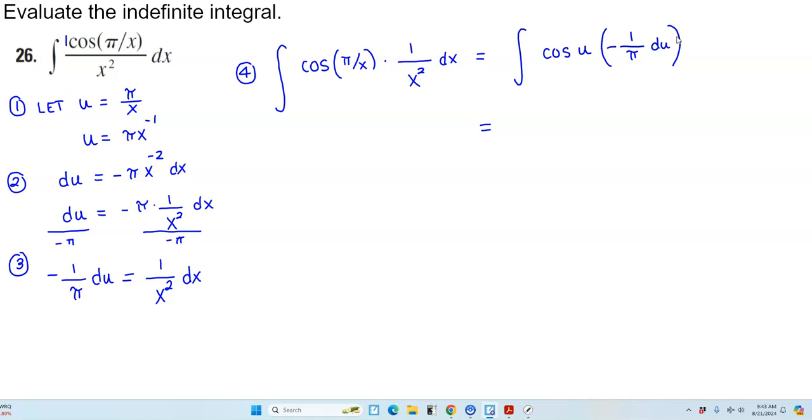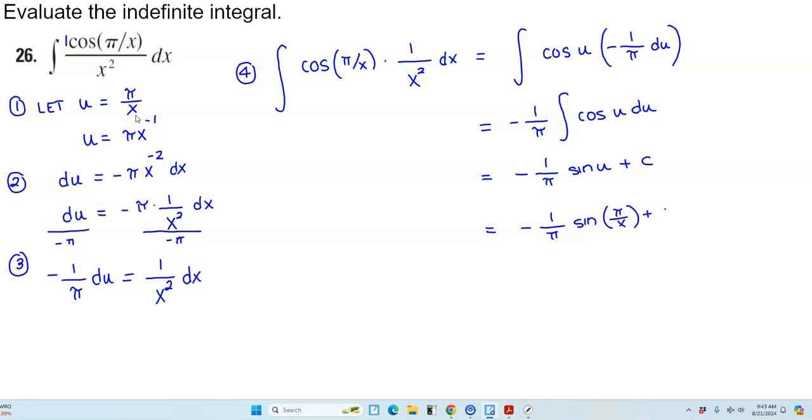Now we're going to factor out the constant, which is negative 1 over pi, times the integral of cosine u du. Recall, what is the antiderivative of the cosine of u? That is the positive sine u, so this is negative 1 over pi times the sine of u plus c. Then again, what did we determine u was from the beginning? It was pi over x. So we get negative 1 over pi times the sine of pi over x plus c. And therefore, there is our result.